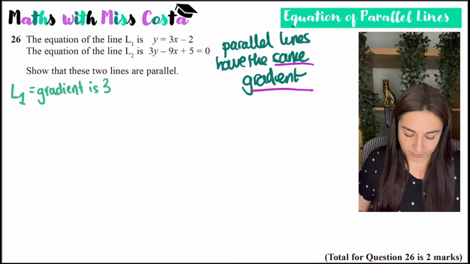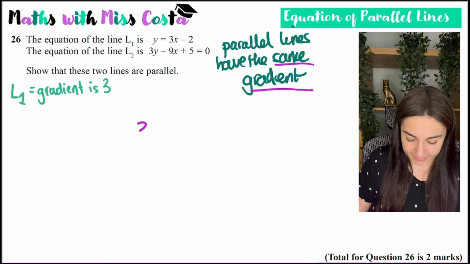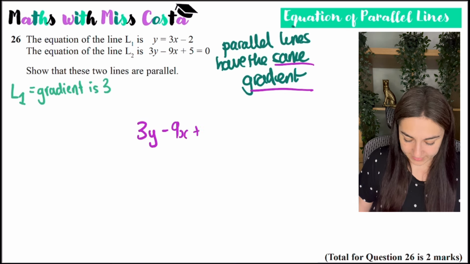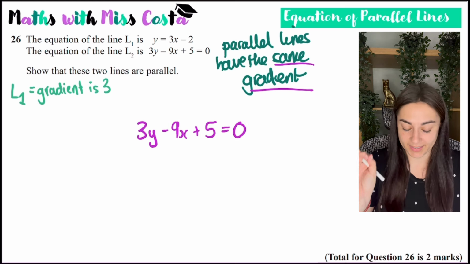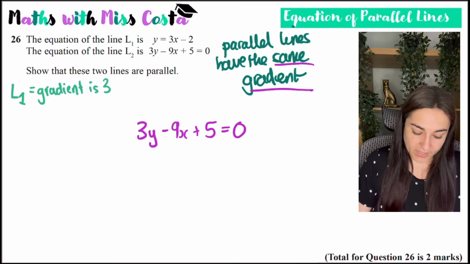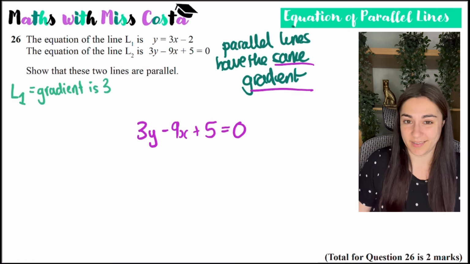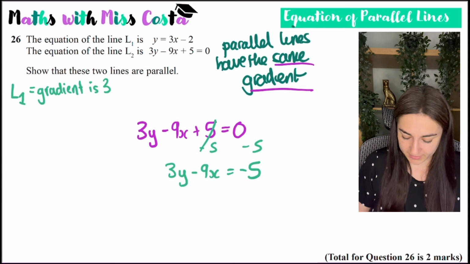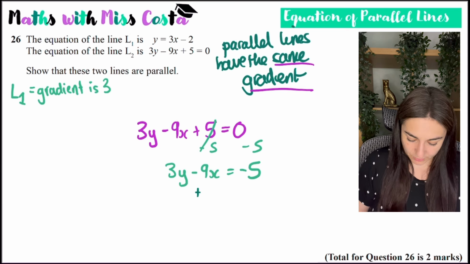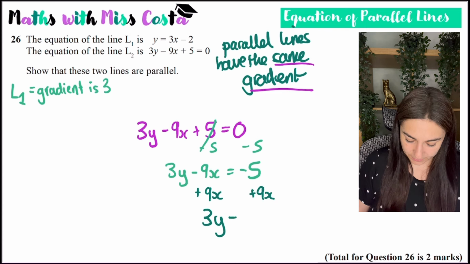Now what I need to do is work with a slightly trickier line, which is 3y minus 9x plus 5 equals 0. I want to rearrange this so that it's in the form y equals. So I want to move everything from one side to the other. Let's start by moving 5 first. 5 minus 5 cancels, that's why I always do the inverse. So 3y minus 9x equals minus 5. Then I can move all of the x's, so plus 9x, and that would cancel. So that would be 3y equals 9x minus 5.